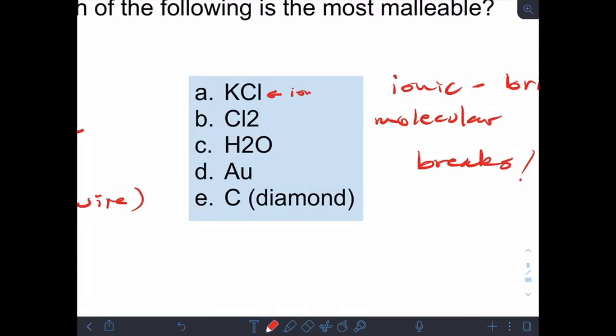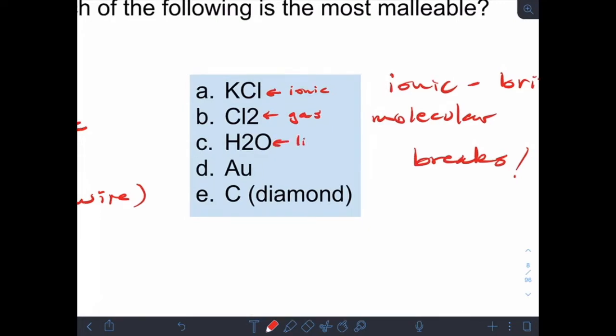This one's ionic. This one's a gas. Water can be liquid or gas, I guess, or solid. Okay? But imagine what happens if you hit a piece of ice with a hammer and it just shatters. It just breaks into a bunch of pieces.